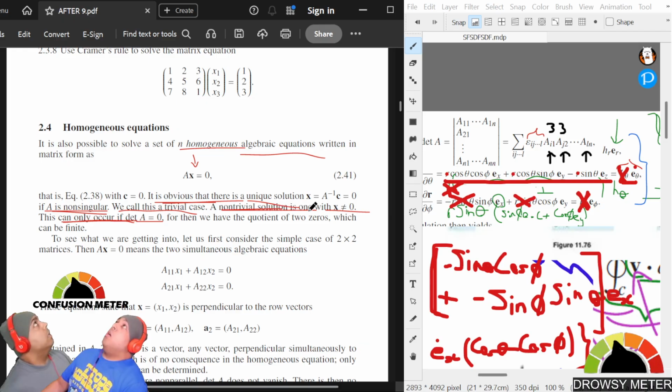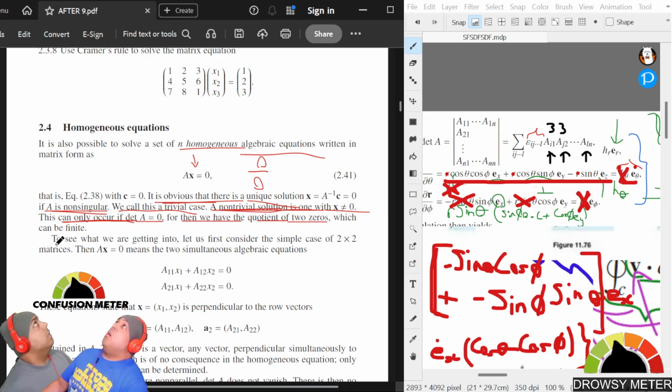Non-trivial solution. Are we going into the complex plane or something? Non-trivial solutions, one with x not equal to 0, yeah. What do we do then? For then, we have the quotient of two zeros, which can be finite. 0 over 0, I guess. Sure.